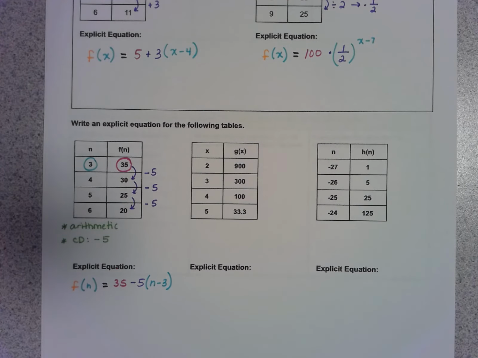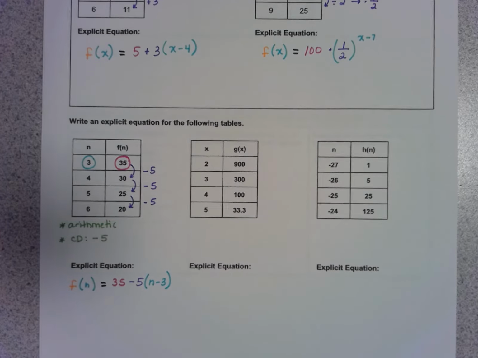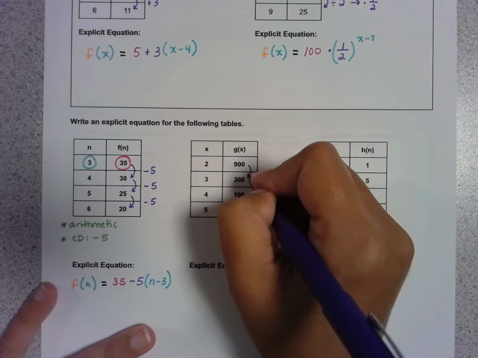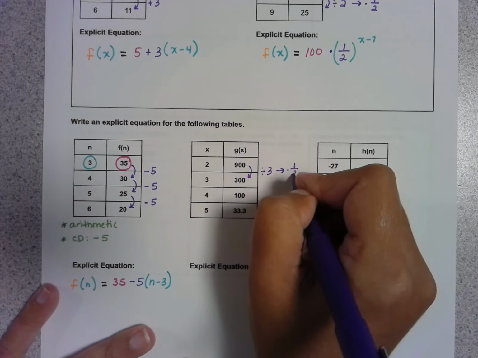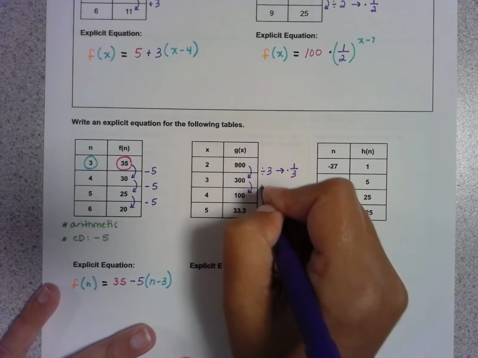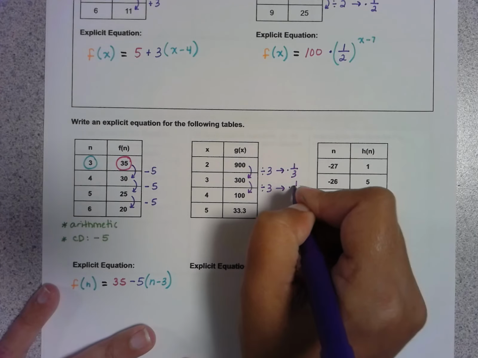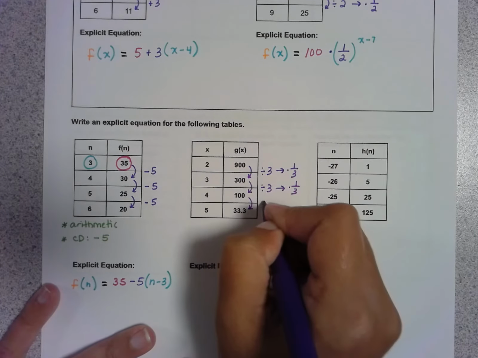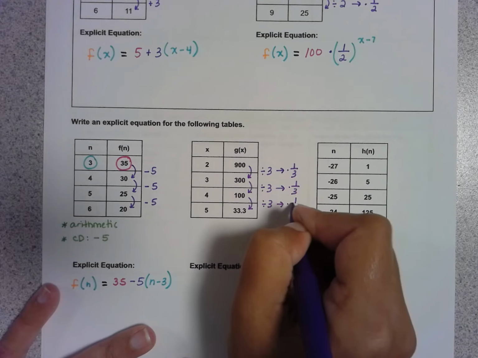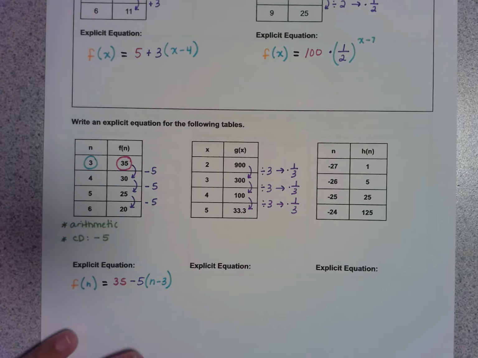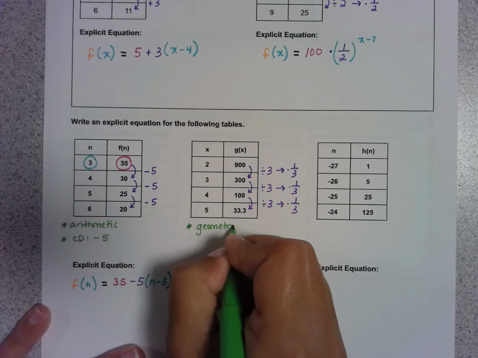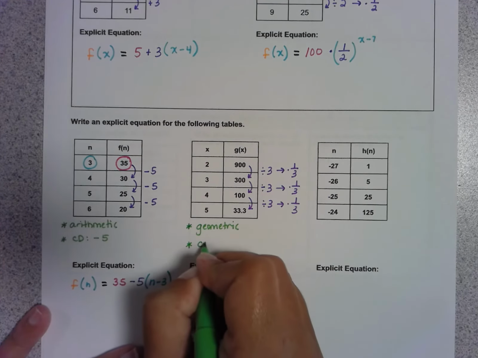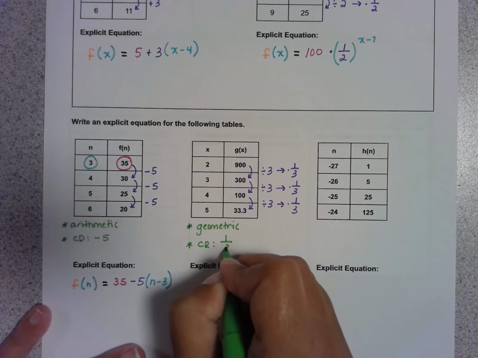In the next example, I'm going to look again for the pattern. So I've got 900, 300, 100, 33.3. It looks to me like the pattern is dividing by 3, which I know means that I'm going to multiply by 1/3. Dividing by 3 is really multiplying by 1/3. What that tells me is that this is a geometric sequence with a common ratio of 1/3.